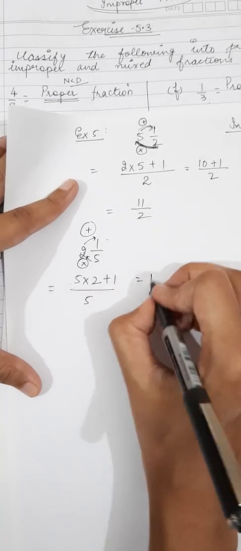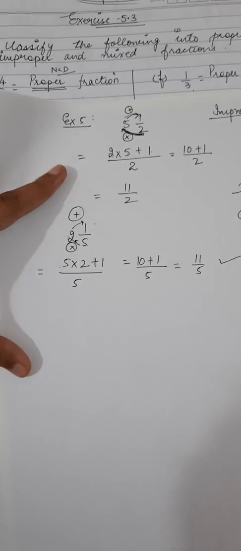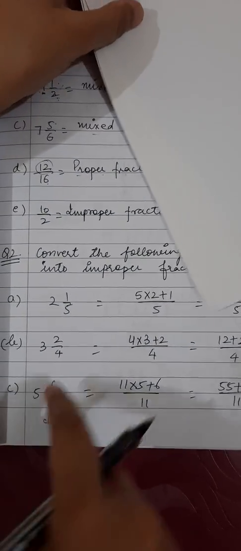Now what is 5 2s are 10. 10 plus 1 upon 5. What is 10 plus 1? 11 upon 5. This is your answer. Next, let's do B part. You try by yourself. Let me do C part for you.